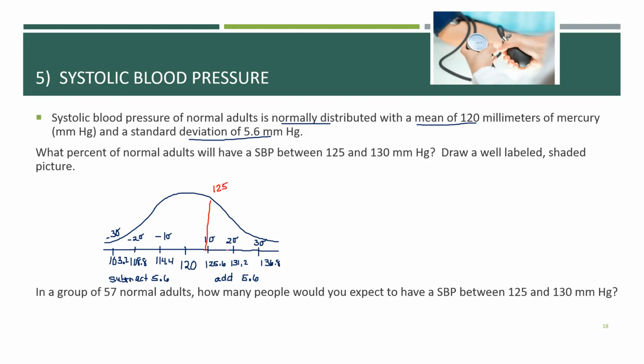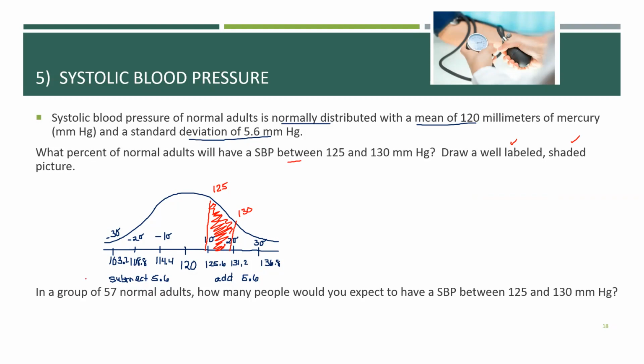And 130 would be just before 131. So right in here is 130. And we are estimating between, so I'm going to shade in between them. So at this point, I have a well-labeled shaded picture.